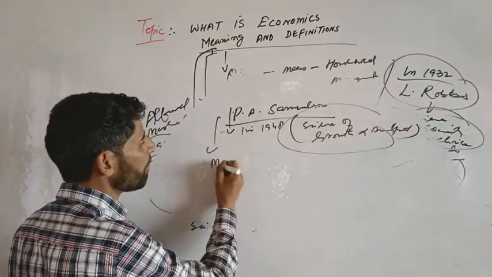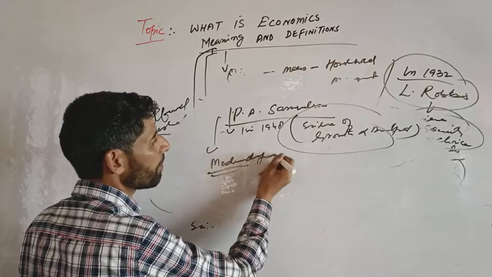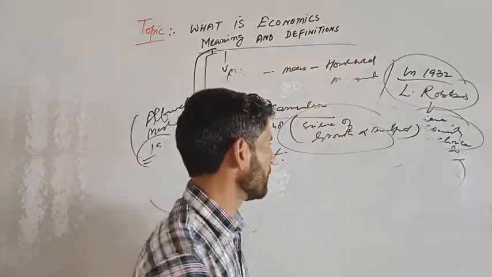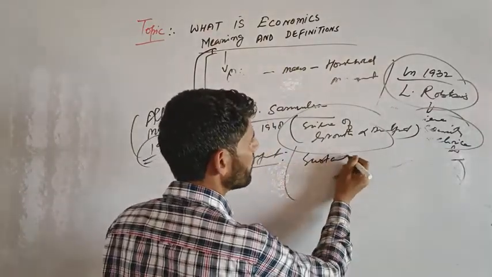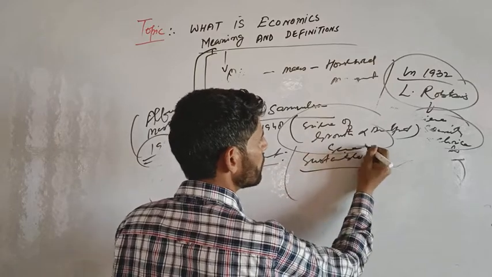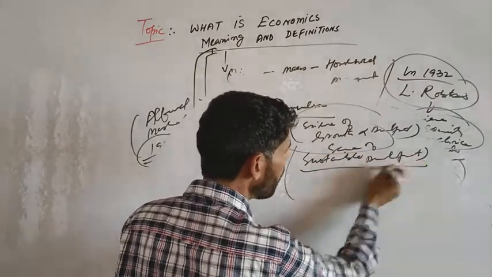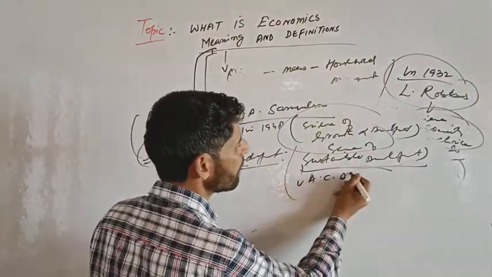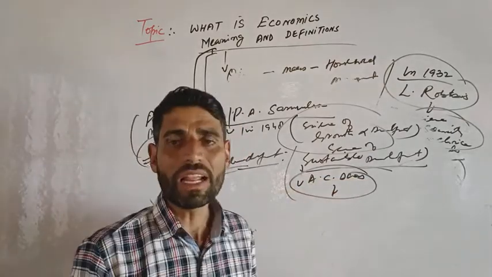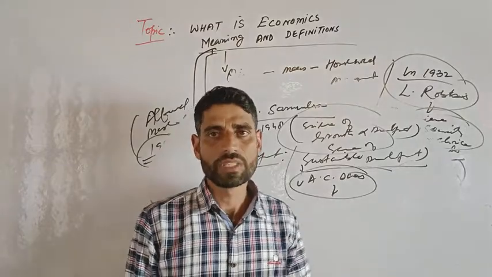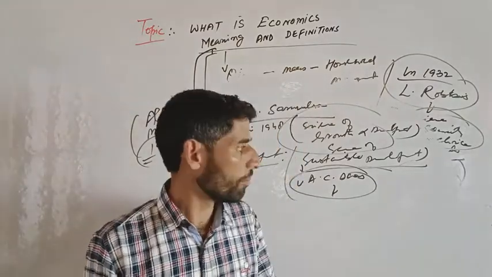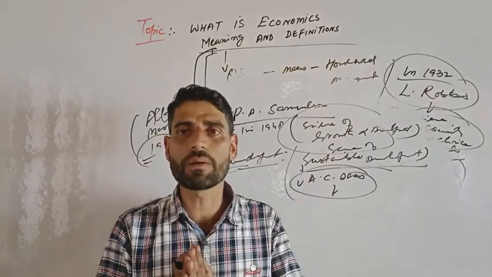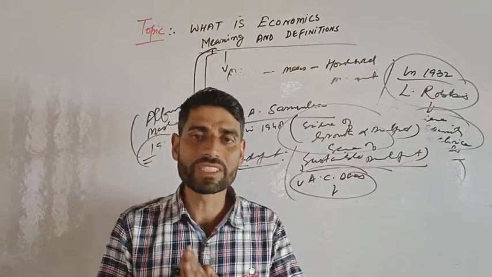Clear? So the modern definition of economics is that economics is the science of sustainable development. The modern definition of economics is that economics is a science of sustainable development. Now the modern definition, it was given by whom? We see that A.C. Das, the modern economists, late 20th century, start talking about what? Talking about the future generation and protection of the natural environment.